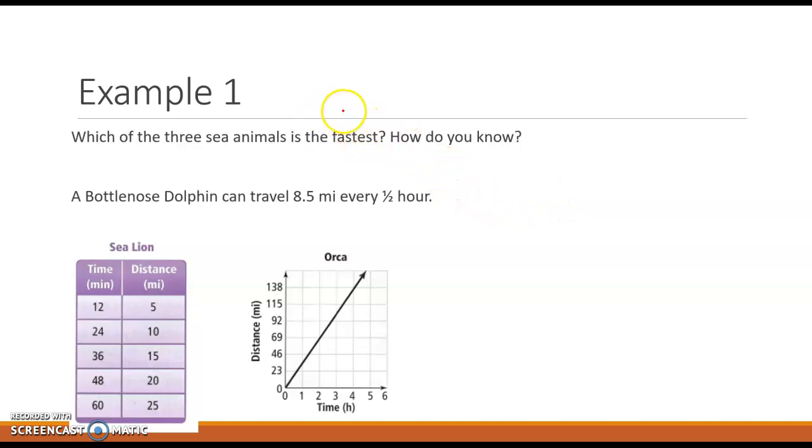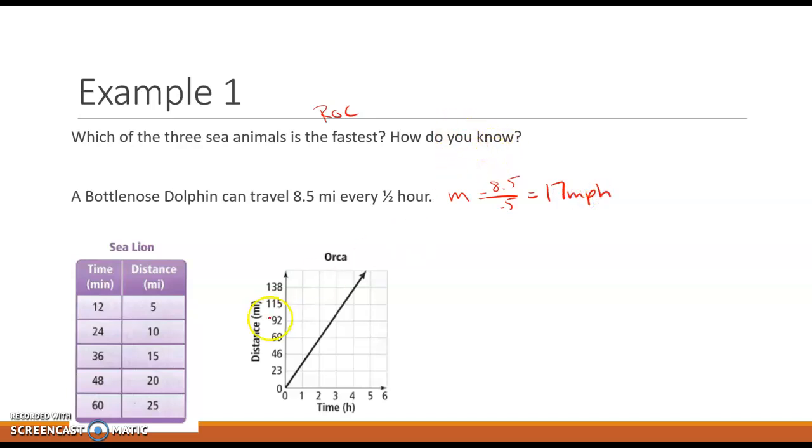So if we're going fastest, we're looking for a rate of change. Okay, so I'm going to find my slope. For the dolphin, that's going to be 8.5 divided by 0.5, which is 17 miles per hour.